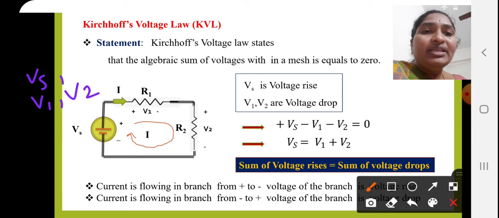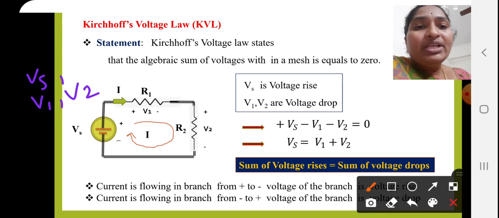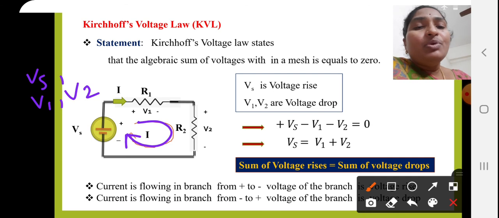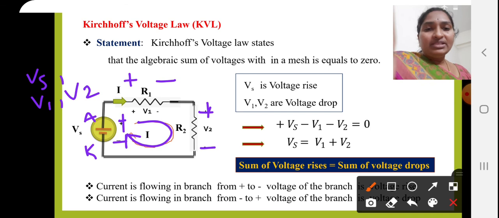Before knowing the voltage rises and drops, we need to assume the direction of current, either clockwise or anti-clockwise. Depending upon the direction of flow of current through the resistors, we need to make the sign convention. Here the current is flowing in this direction, so plus to minus. And here also the current is flowing in this direction, plus to minus. But for the source, the sign convention is given. We shouldn't make the sign convention. The voltage source has an anode and a cathode. Anode is the positive plate and cathode is the negative plate. We shouldn't change that sign convention.